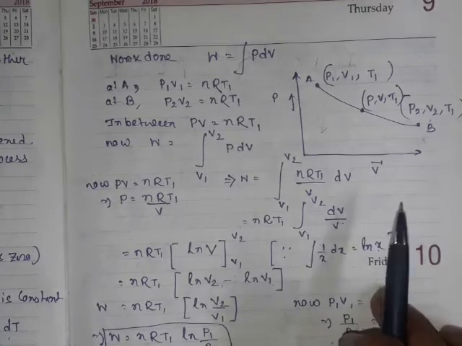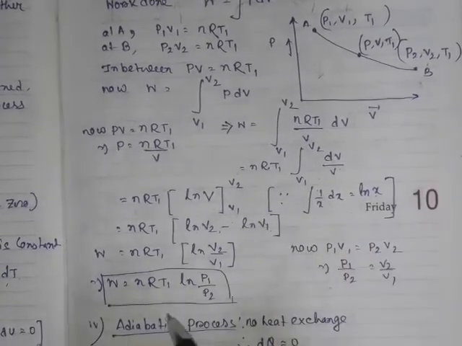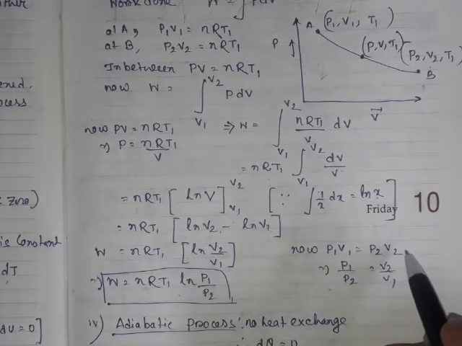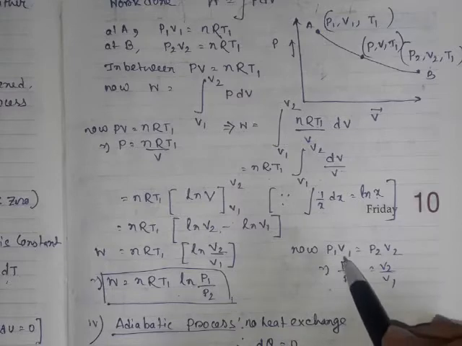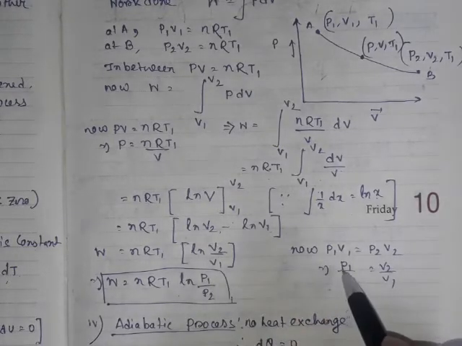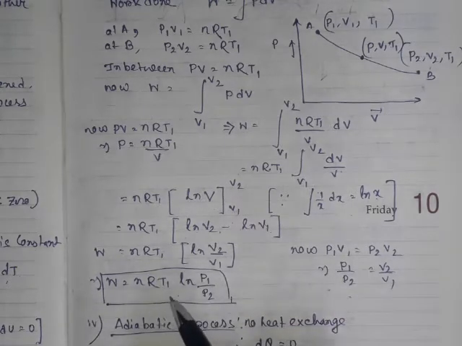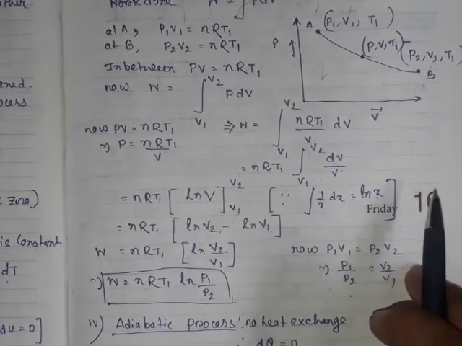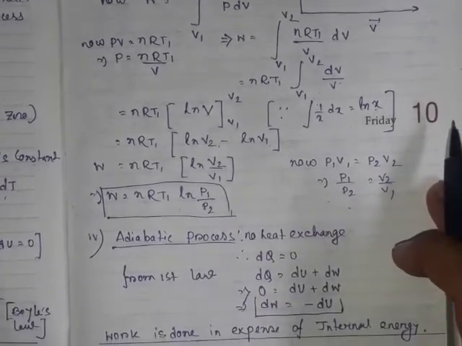So the final value of the work done is W equals nR T1 ln V2 by V1. Again, P1 V1 equals P2 V2, since Boyle's law holds good here. So V2 by V1 is P1 by P2. Just put this here, you will get nR T1 ln P1 by P2. Okay, so this is all about the isothermal process, and the next process that we are going to discuss is our adiabatic process.